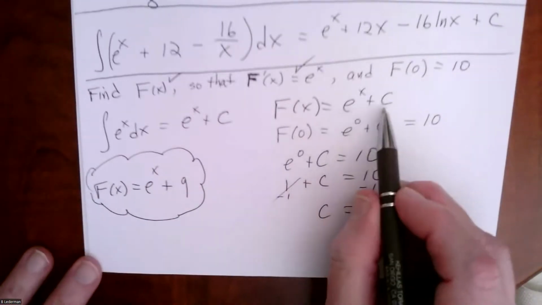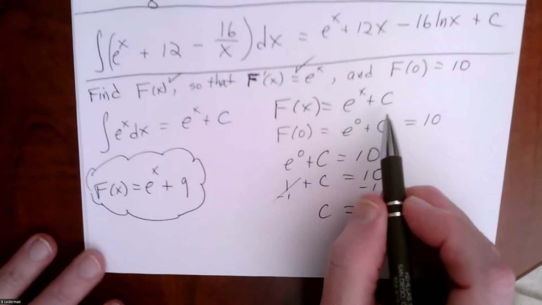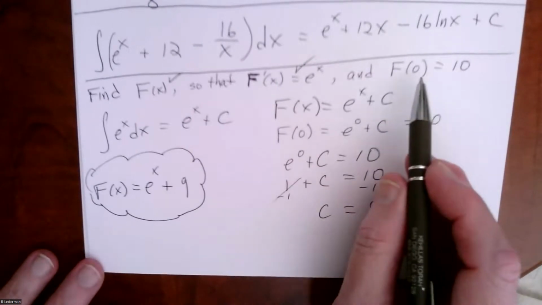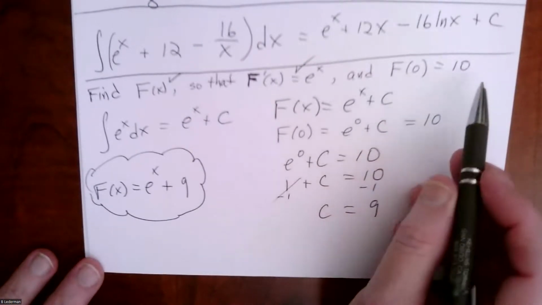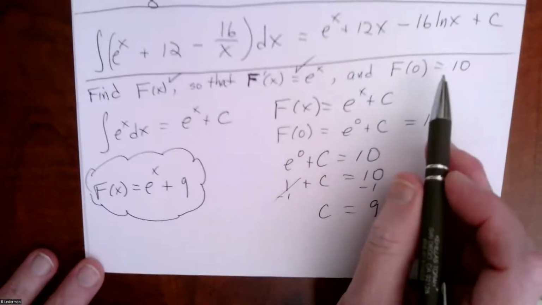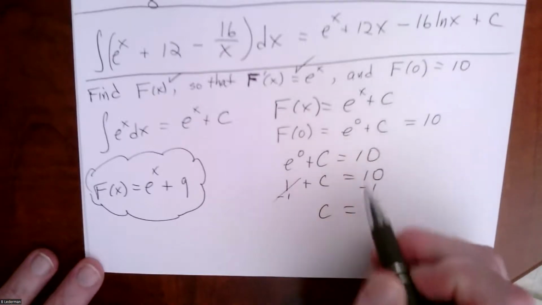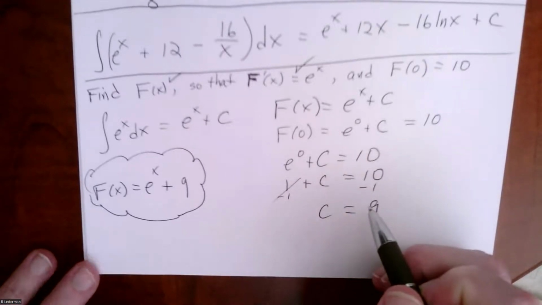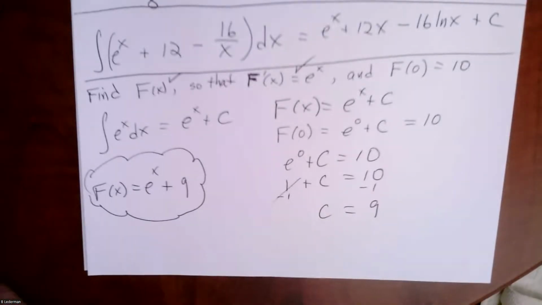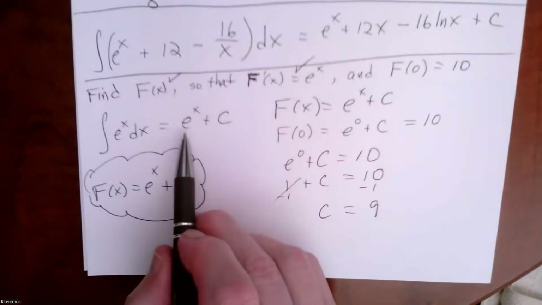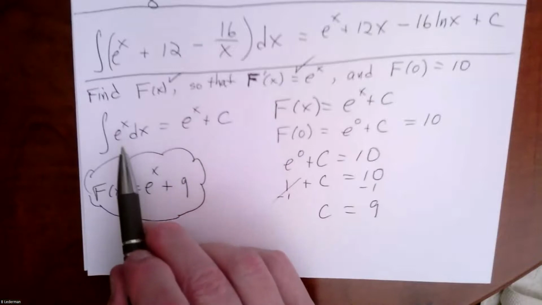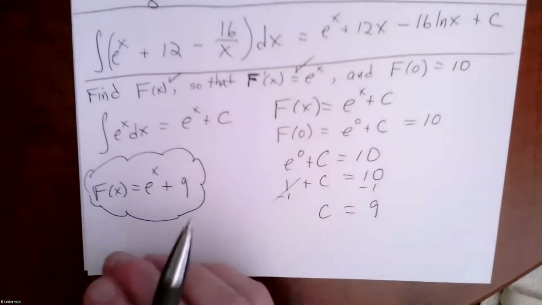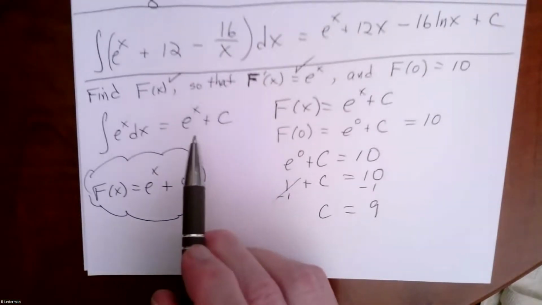So originally I had e to the x plus c. I didn't know what the value of c was, but once they told me that f of 0 had to equal 10, then the only way that was possible is if c was equal to 9. So again, this is kind of a two-part problem. The first part was finding the antiderivative, which in this case was super simple because e to the x is just e to the x. And that was part one of the problem.